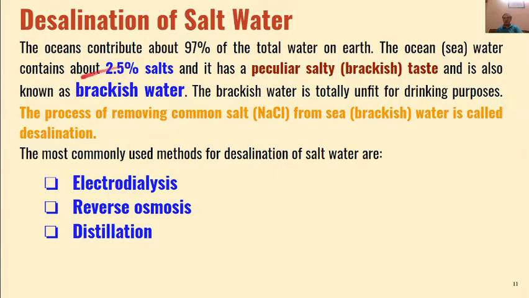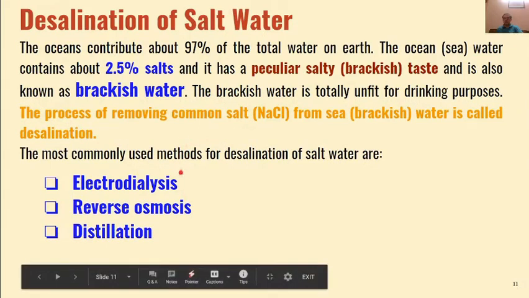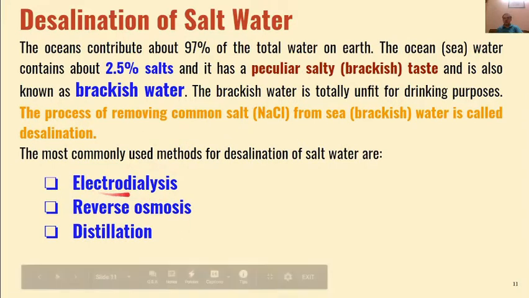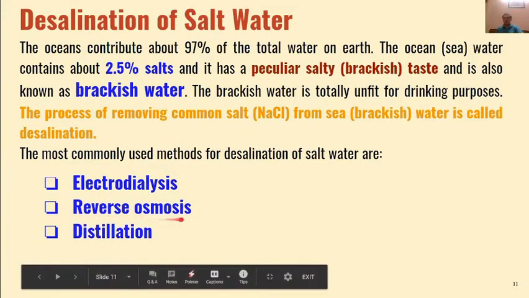And that is why this water is also known as brackish water. So in order to make this drinkable, we need to remove this brackishness or salination present in the water. The process of removing this common salt, that is sodium chloride, from brackish water is known as desalination. And this is a very important process, and this can take place either by electrodialysis, reverse osmosis, or distillation.